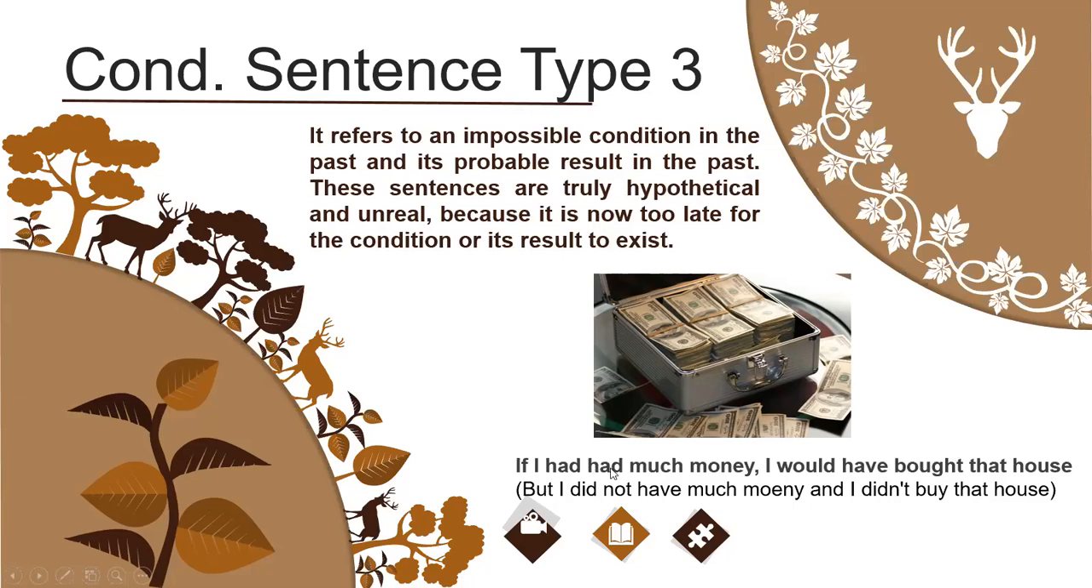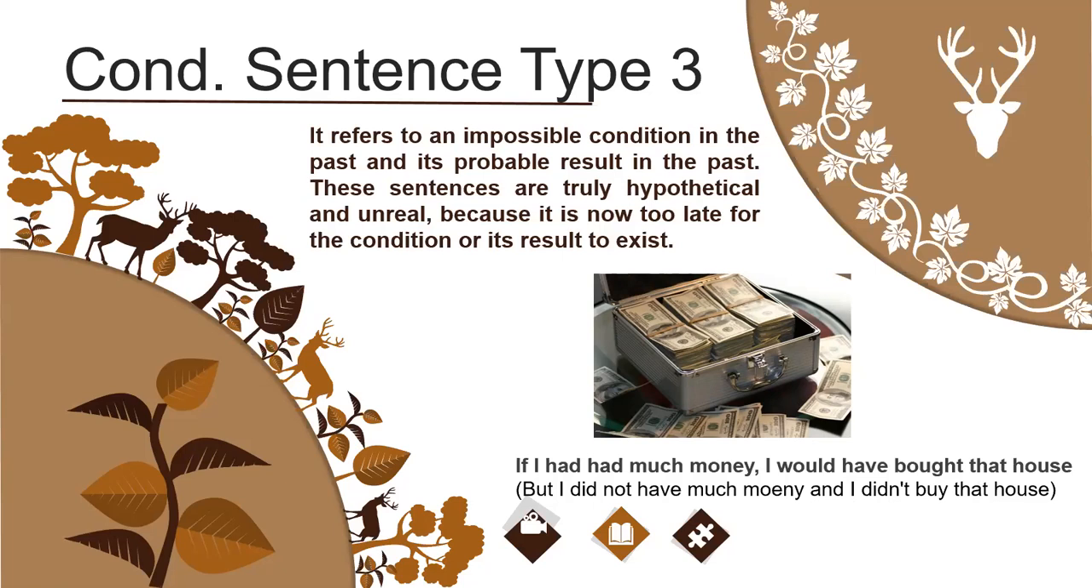If I had much money, I would have bought that house. So the fact, or the reality, has already happened. We are talking about something in the past, for example, last week or last month, or could be last year. Last year, there was a nice house I wanted to buy, but the problem is I didn't have money at that time. But now I was thinking like this.